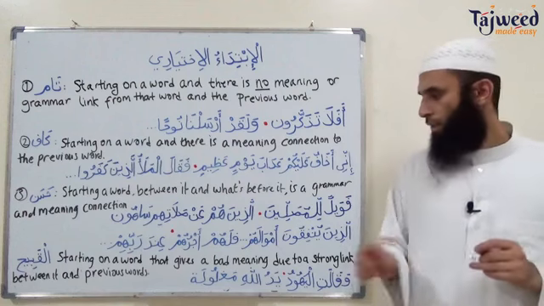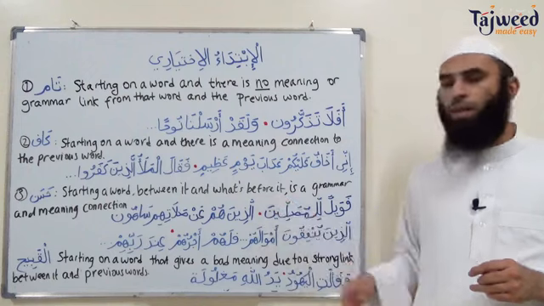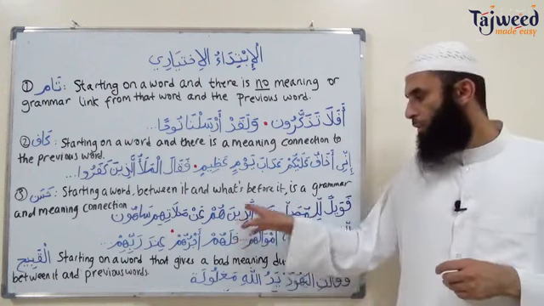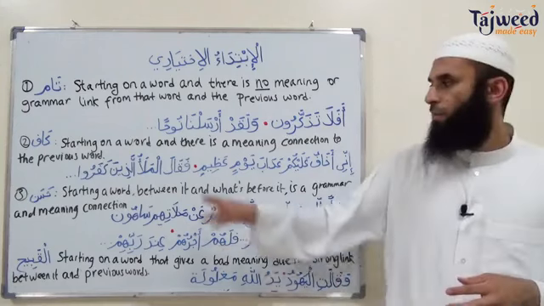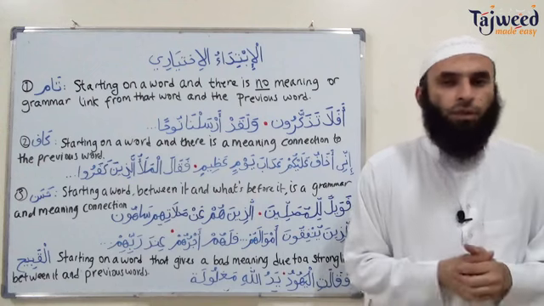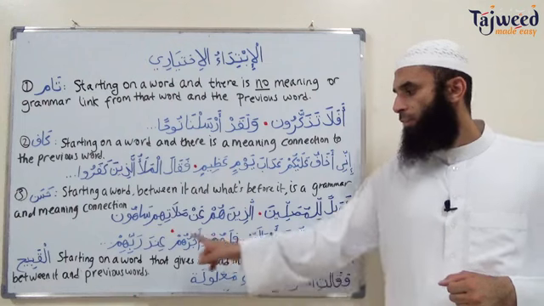This means starting on a Quranic word where there's a link in grammar and meaning to what's previous. It's very similar to kaf, where kaf is just meaning, here it is grammar and meaning. What's the ruling on that? There are two types. Number one, the beginning of an ayah. Number two, in the middle of the ayah.